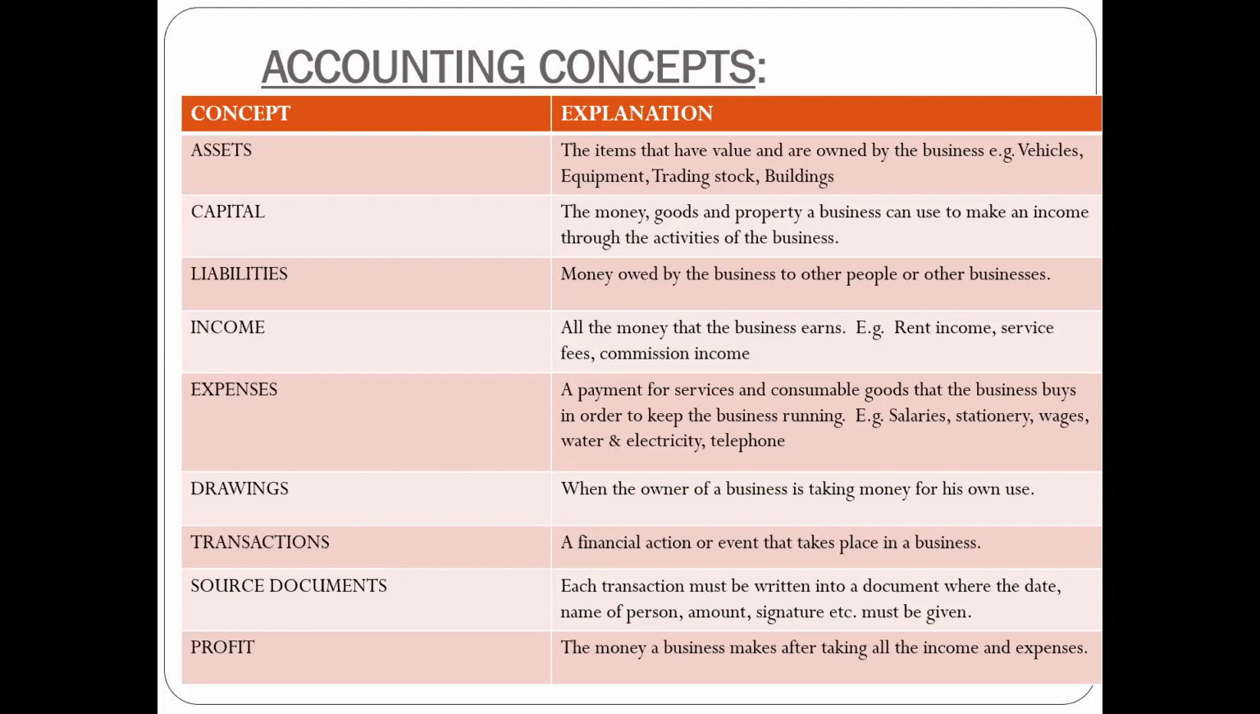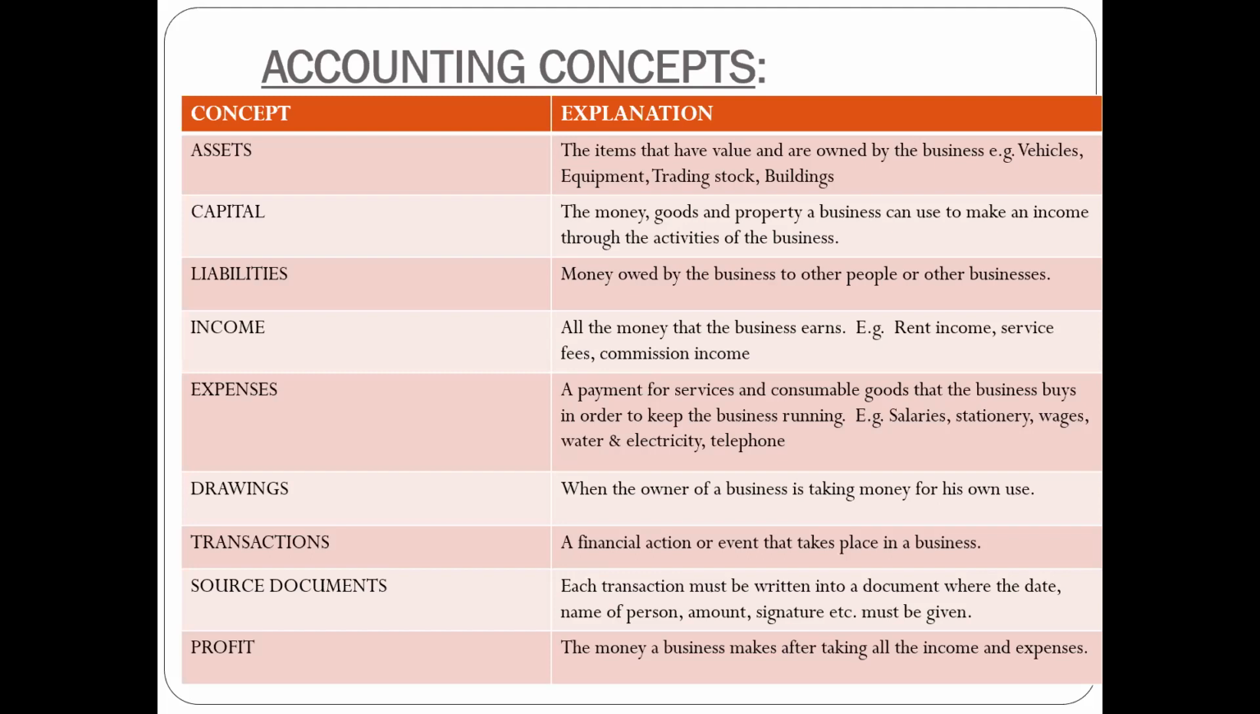Then we get to income. Right, income is all the money that the business earns. So all the money that's coming in the business is going to be your income. And then I give you more examples there. Again, important, like with assets, remember these examples. It is rent income, service fees, commission income. There are more of them, but again, these are the important ones that you need to know in grade 7. Rent income, service fees, and commission income.